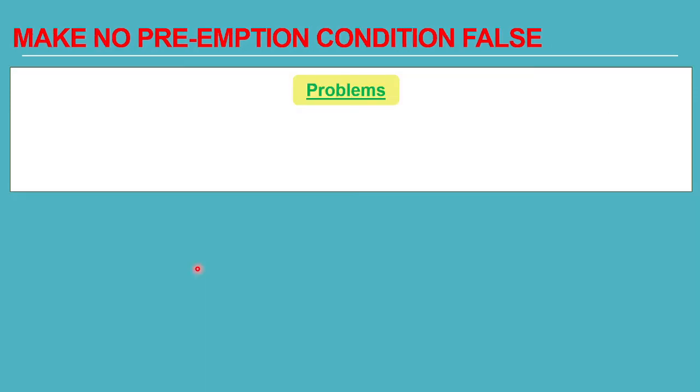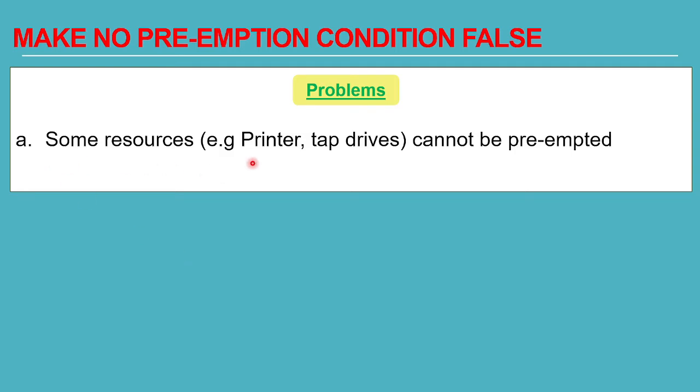So what is the problem with this no preemption condition if you make it false? Some resources like printers and tape drives cannot be preempted. For example, one process is currently holding the printer and a document is getting printed. You cannot halfway stop printing one document and go to another document. It will finish printing that document first. So the printer cannot be preempted, and this condition also cannot practically be made false completely.